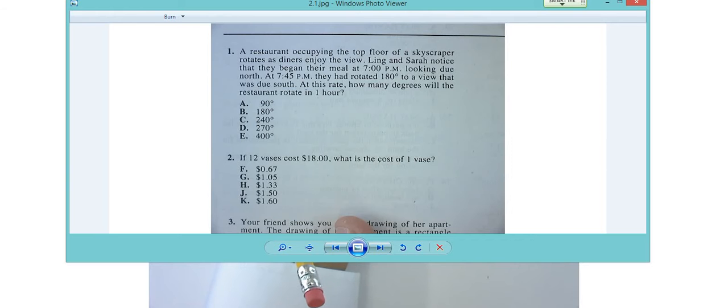Okay, to view that was due south. Okay, and then at this rate, how many degrees will the restaurant rotate in 1 hour?